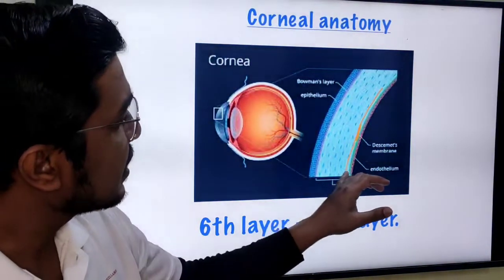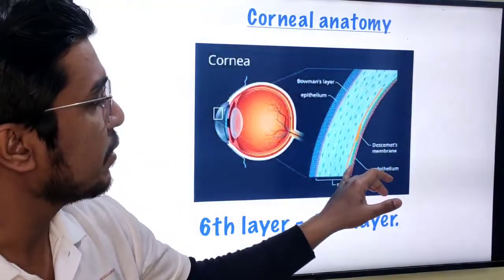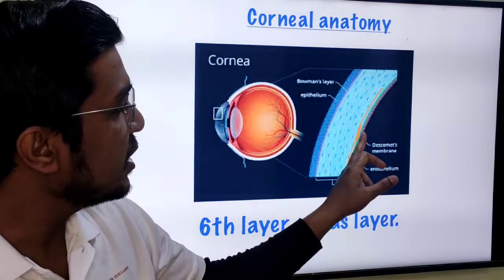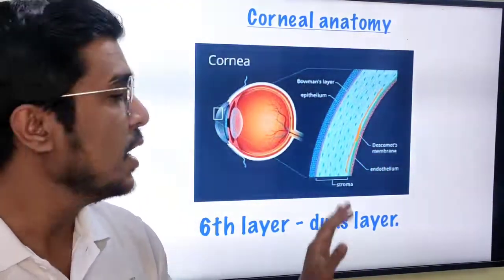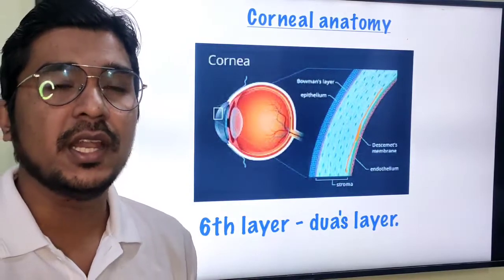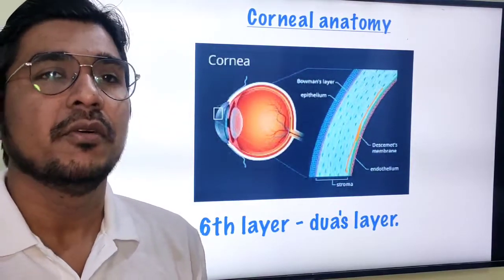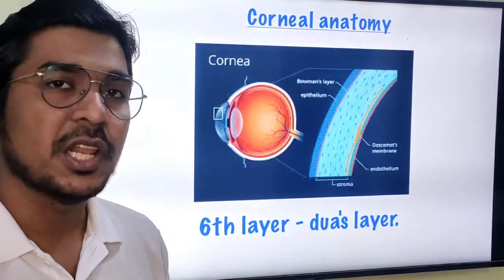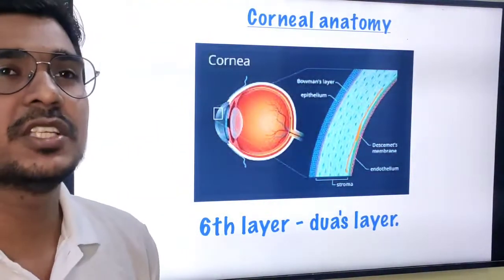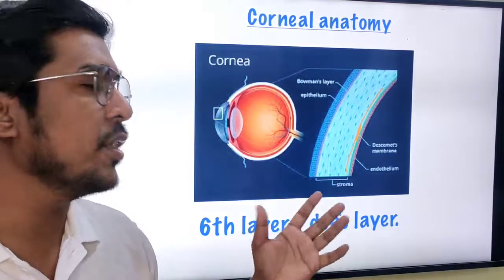Now what is this yellow line? That is the sixth layer, called the Dua's layer. Since it lies before the Descemet's membrane, it is also known as the pre-Descemet's membrane. This Dua's layer is named after a famous corneal specialist, Dr. Harminder Dua, who has done very important research on the cornea itself.